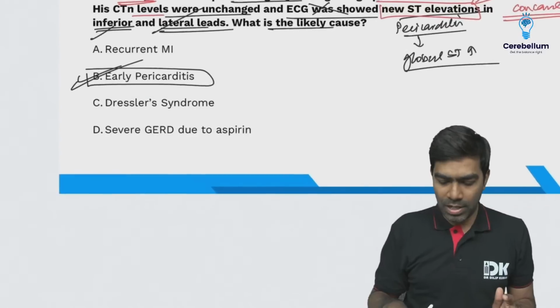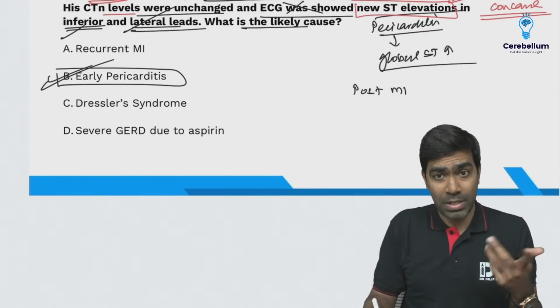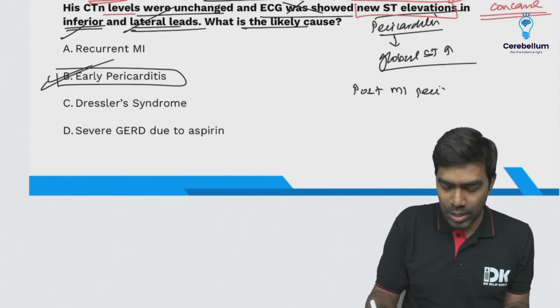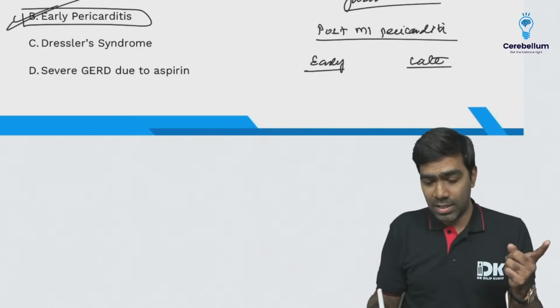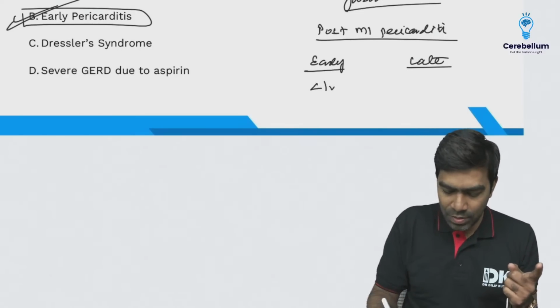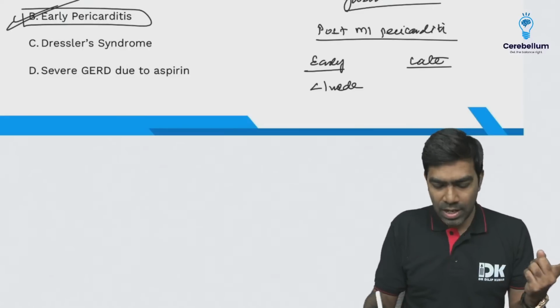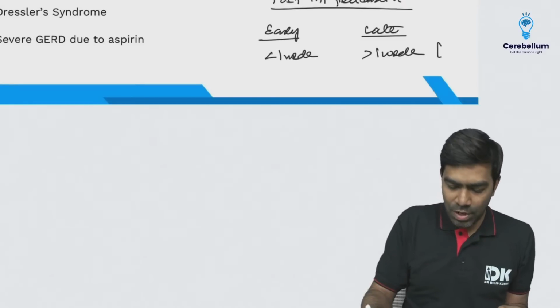So why early pericarditis? Because post-MI pericarditis, or post-STEMI especially, post-STEMI pericarditis is of two types. One is early pericarditis and second is late pericarditis. Early pericarditis tends to occur in the first 1 week itself. That's the timing, very, very important. First 1 week. Late pericarditis tends to occur after 1 week, typically in the time frame of 2 weeks to 2 months.